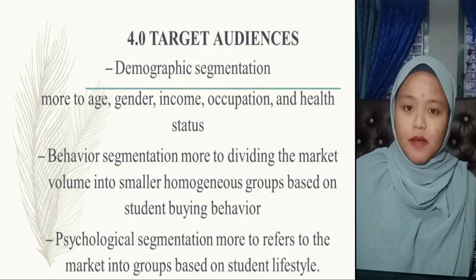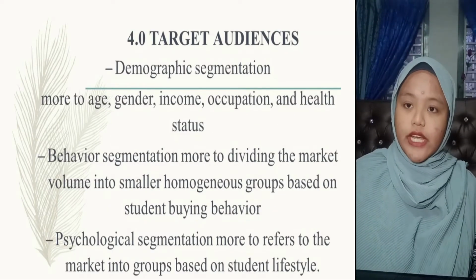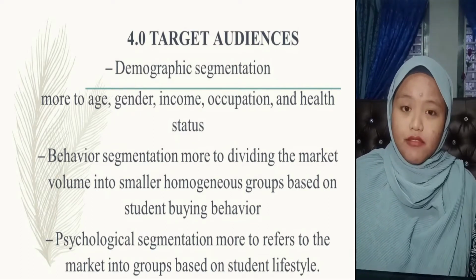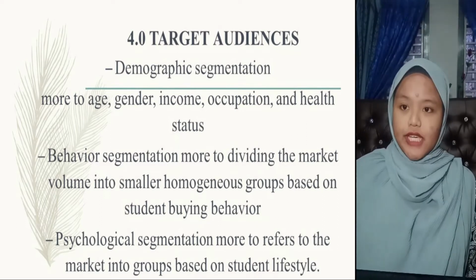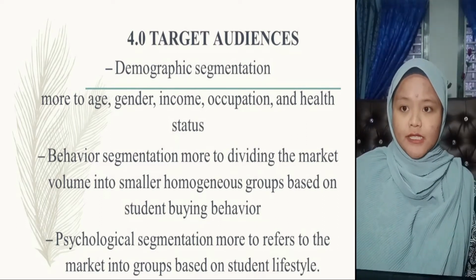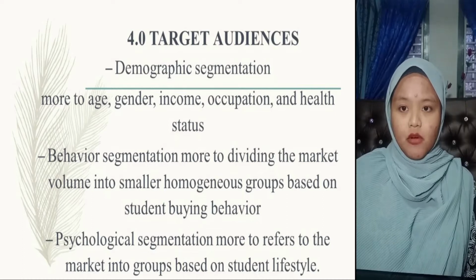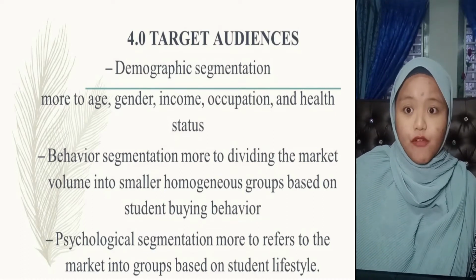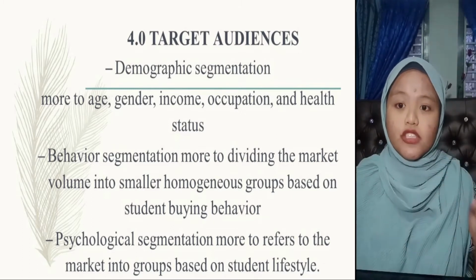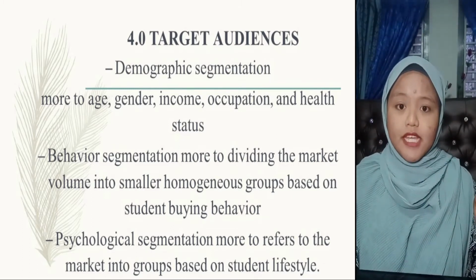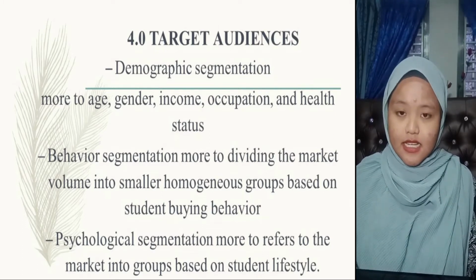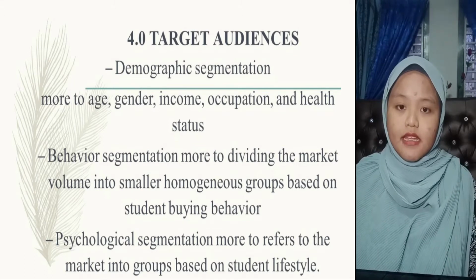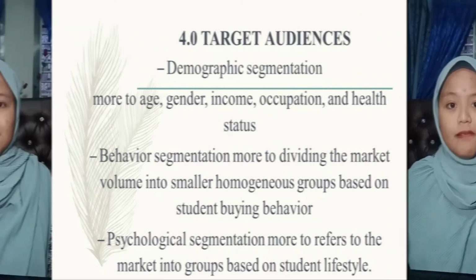Now I will explain about target audience. For target audience, we use 3 segmentations, which are demography, behavior, and psychological. Demography segmentation is more about age, gender, income, occupation, and others. Behavior segmentation is more about dividing the market into smaller homogeneous groups based on student buying behavior. And lastly, psychology segmentation is more about grouping the market based on student lifestyle.